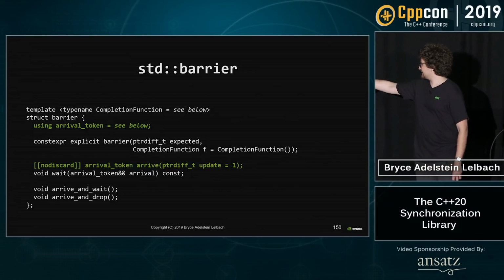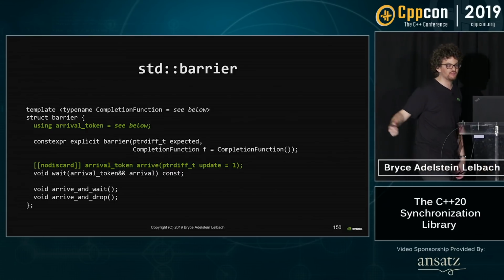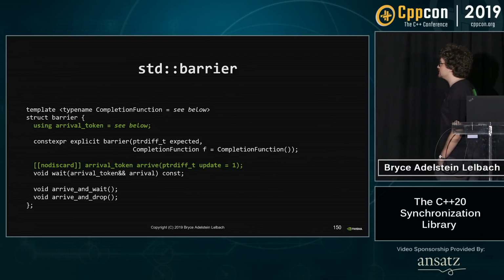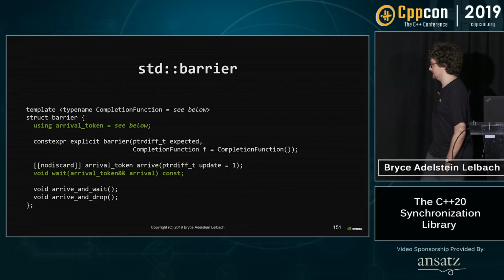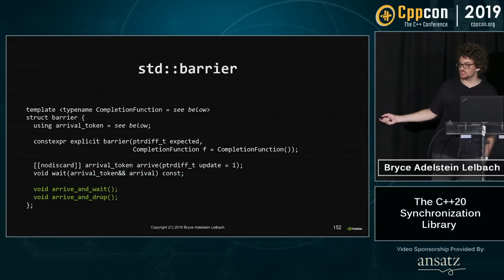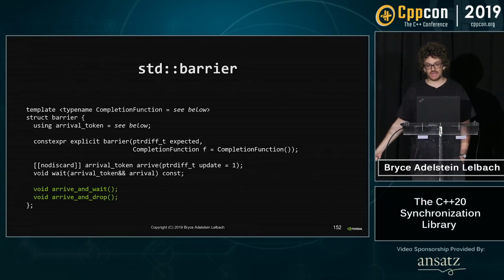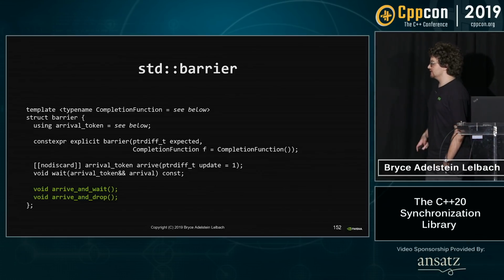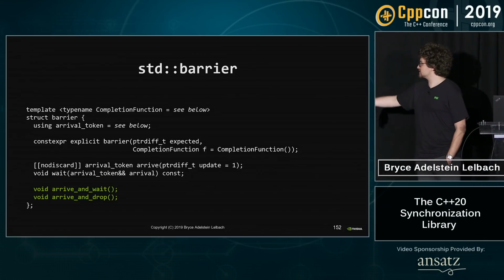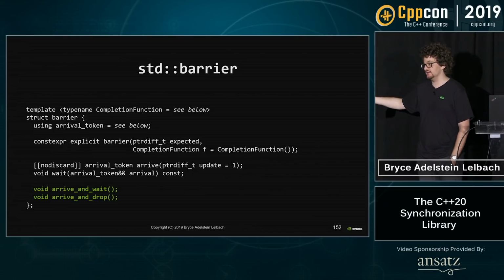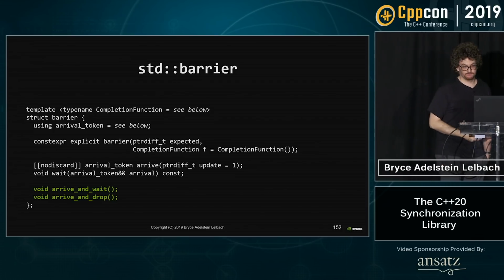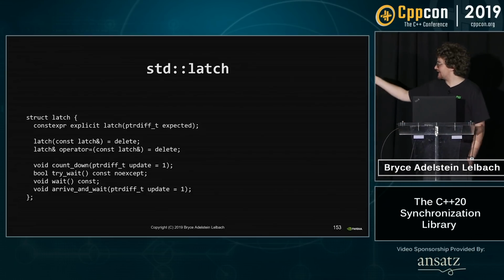And so instead of having a count_down method on barrier, we have this arrive method, and it gives you back an arrival token. And then if you want to wait on that arrival token, you give it back to the barrier when you go to wait upon it. We also have an arrive_and_wait, just like std::latch, and we have an arrive_and_drop, which is somewhat similar to std::latch's count_down. Arrive_and_drop is just like arrive, except it doesn't give you back an arrival token. This is useful because arrival tokens are nodiscard: if you're asking for the arrival token, you need to do something with it. All right, so this is latch, which we looked at earlier.